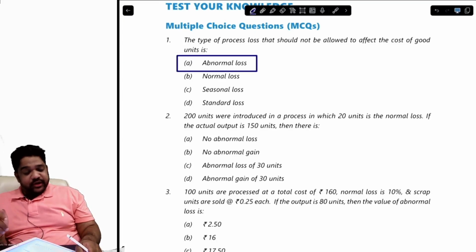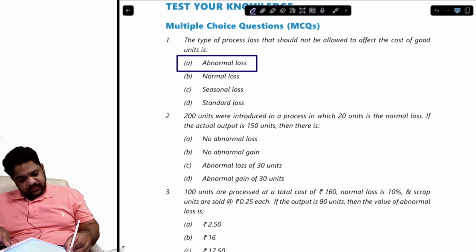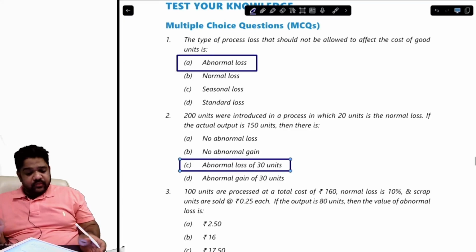200 units were introduced in a process in which 20 units is the normal loss. If the actual output is 150 units, what happened to the rest? Abnormal loss, 30 units. Same.